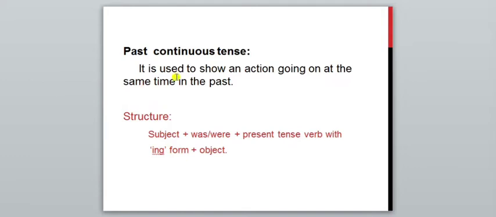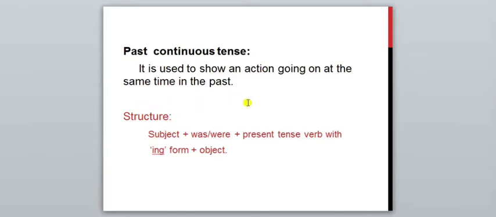Now the second tense is the past continuous tense. Past continuous tense is used to show an action going on at the same time in the past. Suppose if I asked you, कल आप इस वक्त क्या कर रहे थे? What were you doing yesterday at the same time? Then your answer will be, I was reading, I was watching a video, I was watching a movie. Do you understand?